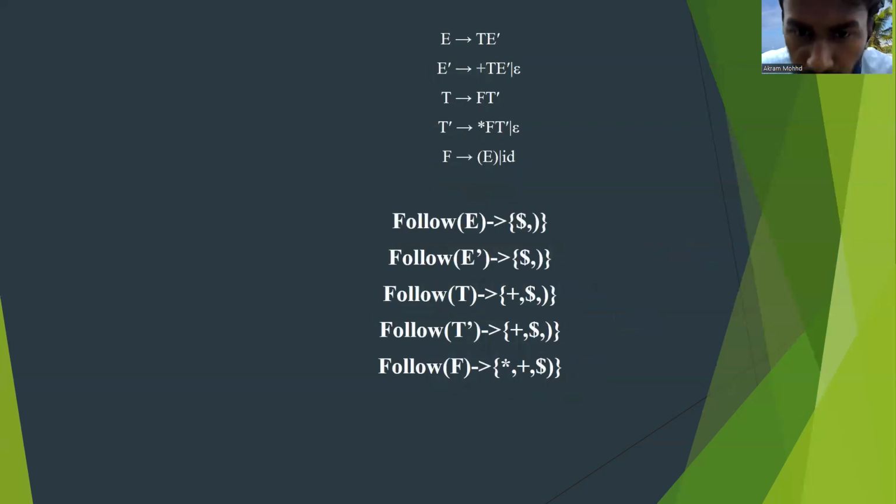Now we'll calculate the follow of the given grammar. Follow of E: as E is the starting symbol, we'll insert a dollar symbol and the closing bracket. Follow of E dash will be similar, which is dollar and closing bracket. Follow of T is plus, dollar and closing bracket. Follow of T dash is plus, dollar and closing bracket. Follow of F is star, plus, dollar and closing bracket.